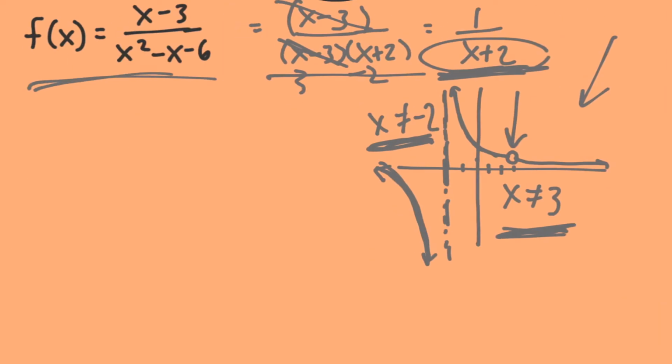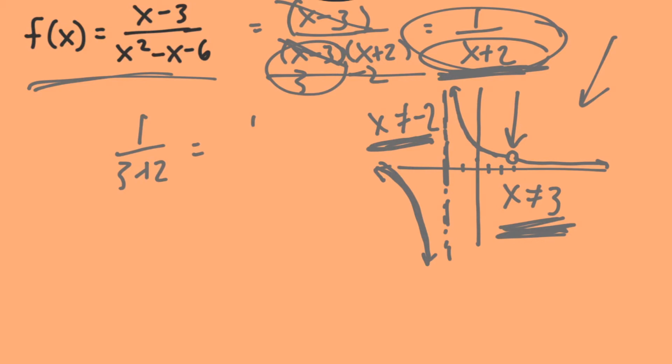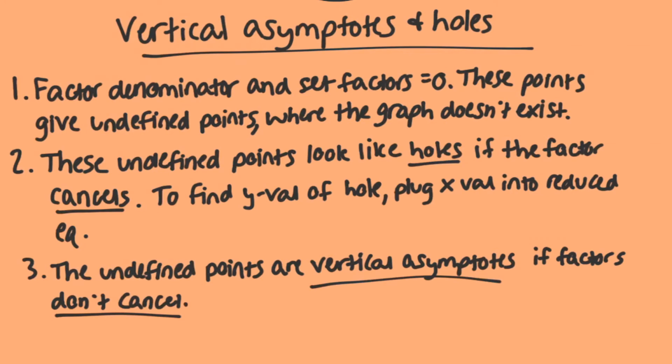So we didn't look at that. We knew that the x value was going to be 3 because that was the one that canceled. But to find how high up that hole was, we could plug 3 in for x in the reduced equation. So 1 over 3 plus 2, that's 1/5. So the coordinate of the hole is (3, 1/5). And the undefined points are vertical asymptotes if the factors don't cancel.